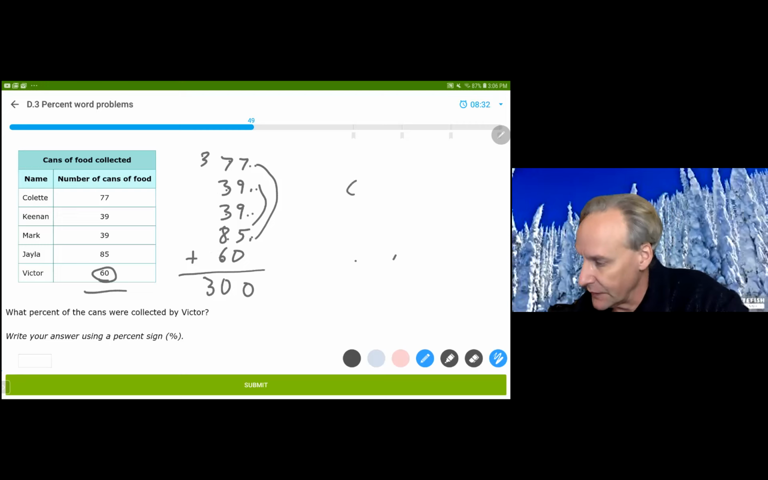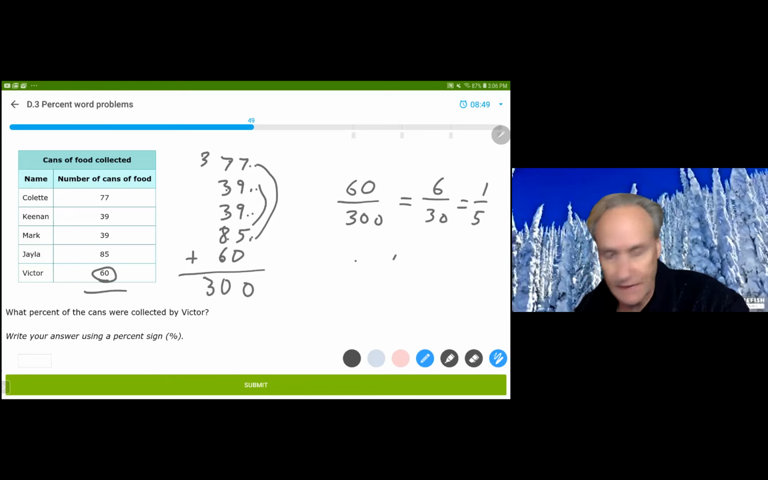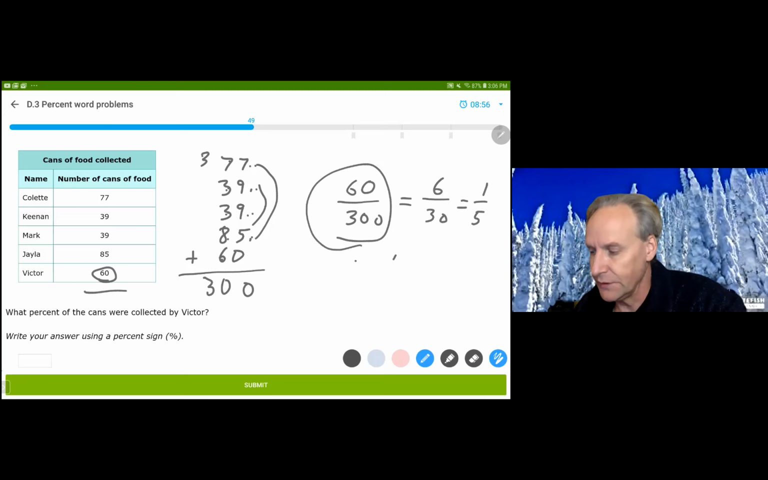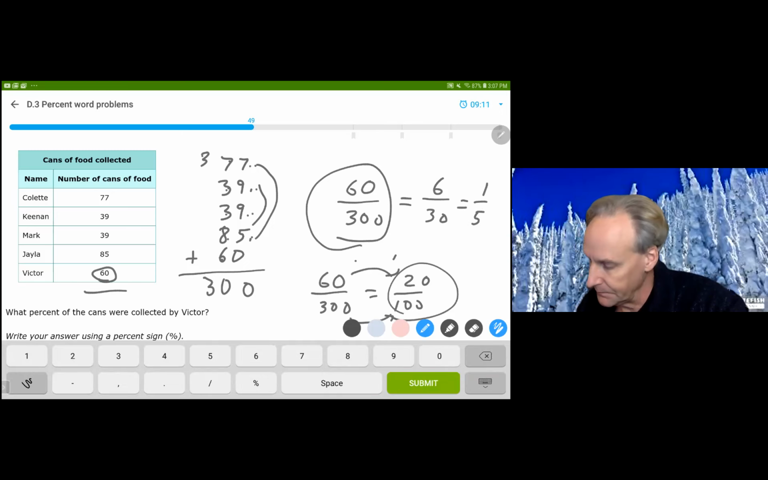Now this is 60 out of 300. And that can be reduced to 1/5. If you need to do it a little slower, you could say, I could take out the 10, divide by 10, that gives you 6 over 30. And then it's a little clearer that it's 1/5. Now, 1/5, of course, is 20%. Lots of ways of thinking about it. Probably the fastest way to do this is to reduce this to hundredths. So 60 over 300. If I want to change it to hundredths, of course, I'm dividing by 3. And when I divide by 3, I get 20 hundredths, just 20%.